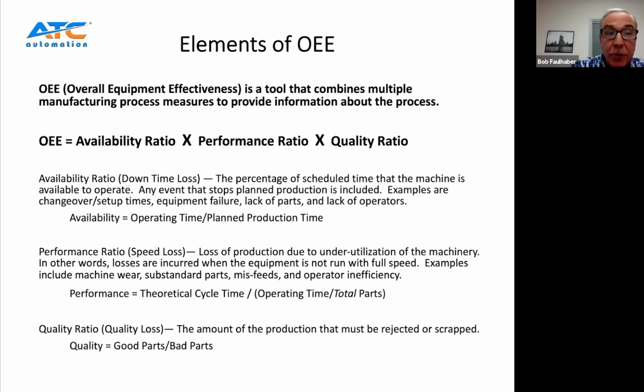So some other examples are equipment faults. That's probably a very significant part of downtime on a machine, especially when it's in the early stages of debug and launch. Lack of parts or lack of operators. If you don't have an operator that was supposed to be there and is not there, that would also be considered a legitimate unplanned downtime. So that's the availability ratio calculation.